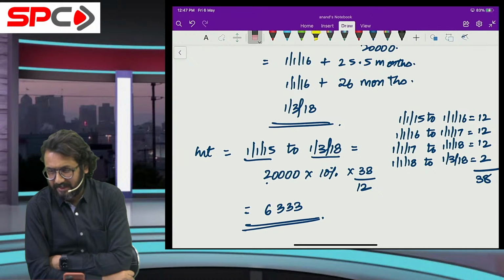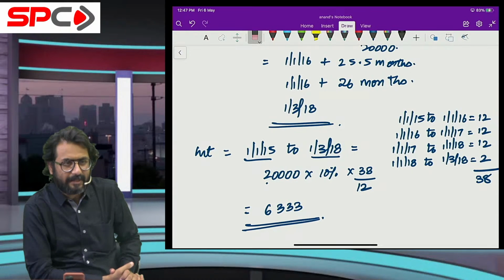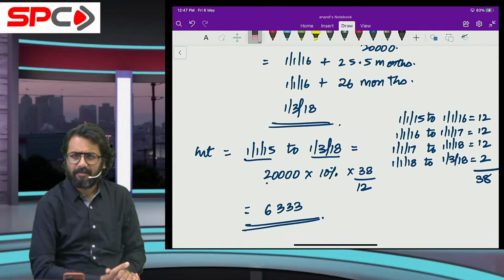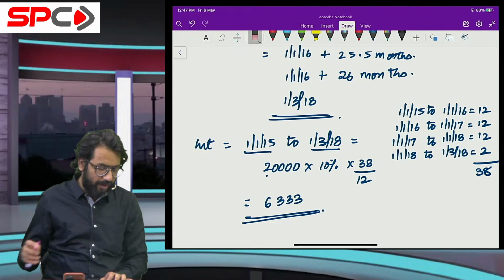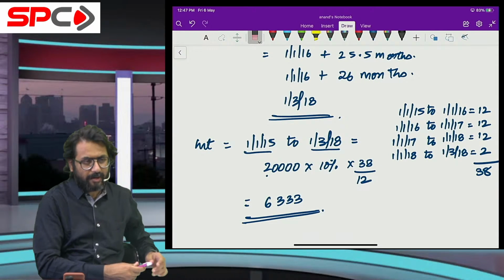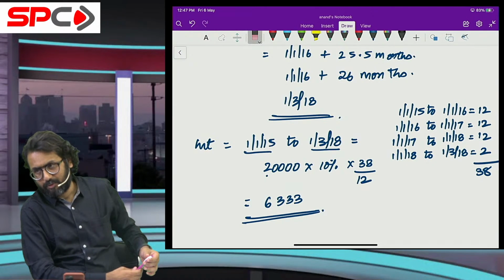Okay, can I give you one more question as homework? One last question. How many of you are still writing? No one is writing. All done, na? So I'm giving you question number 27 as homework. It was asked in July 21. This question was asked in July 21.